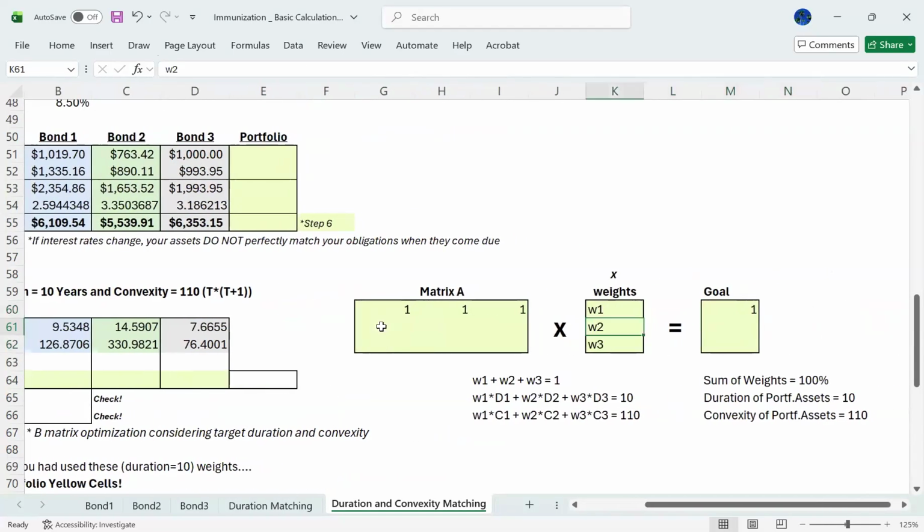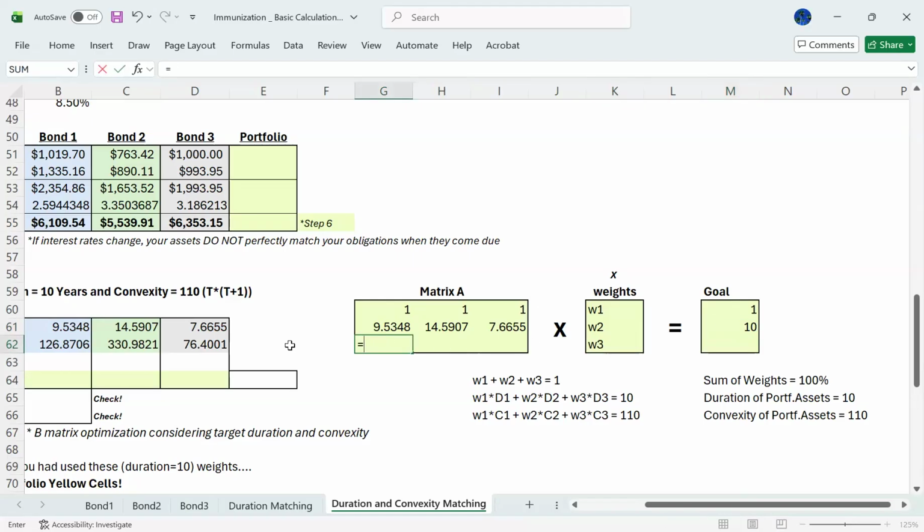Now the second one is going to be the duration. So the second row is 9.53, 14.59, 7.66. If we look at this second row, 9.53 times weight 1 plus 14.59 times weight 2 plus 7.66 times weight 3, we want that to be equal to 10.